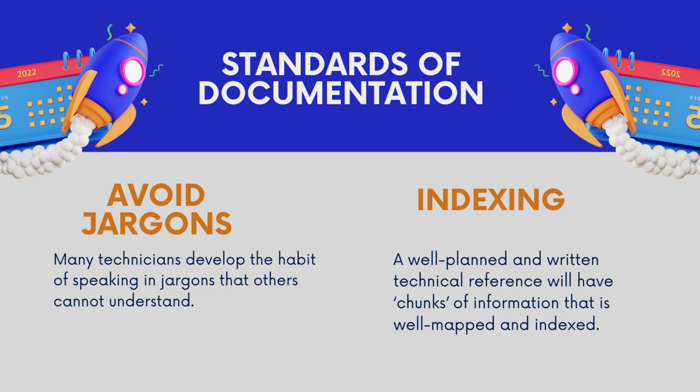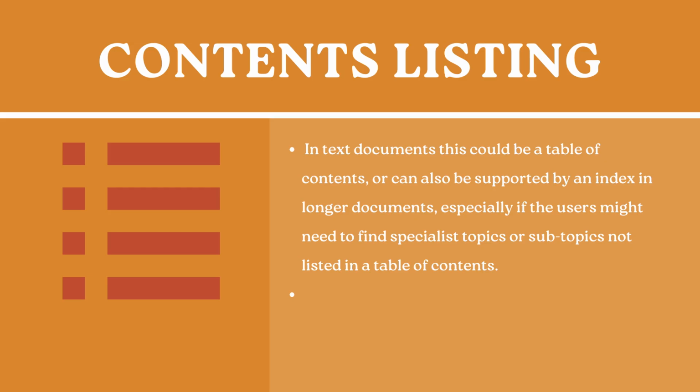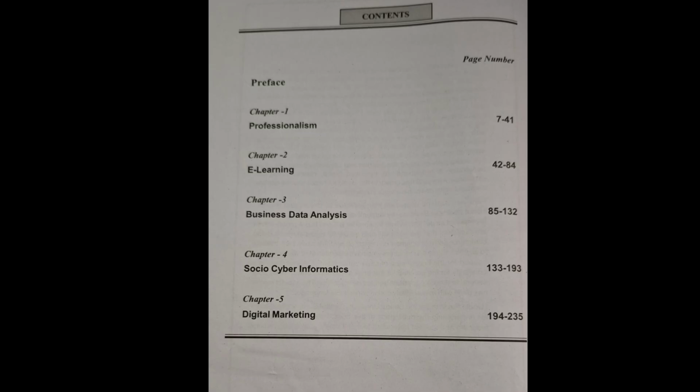Just like a textbook has chapters in the beginning, the manual also should be arranged chapter wise, or in modern format we should say that it should be well mapped. Now the attributes for good documentation are that there will be listings of the chapters and possibly a small explanation as to what is going to happen in each chapter. For example, if you look into our professional business skills book, you will find chapters arranged as professionalism, chapter 1, e-learning, chapter 2, and business data analytics, chapter 3.